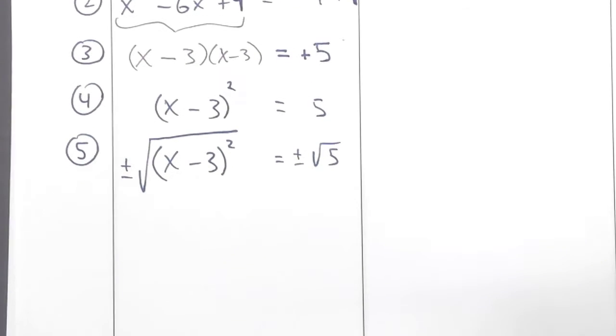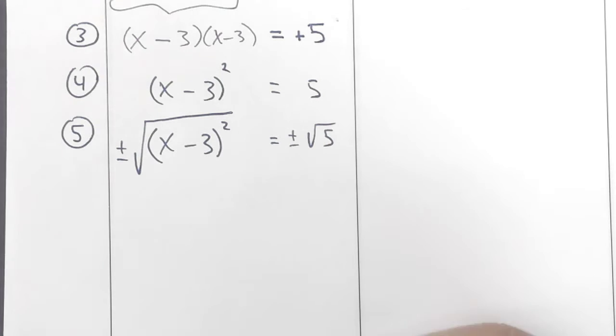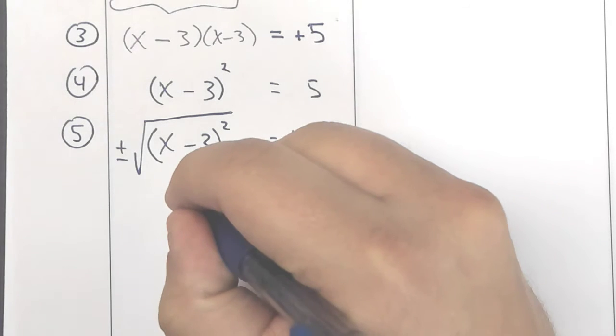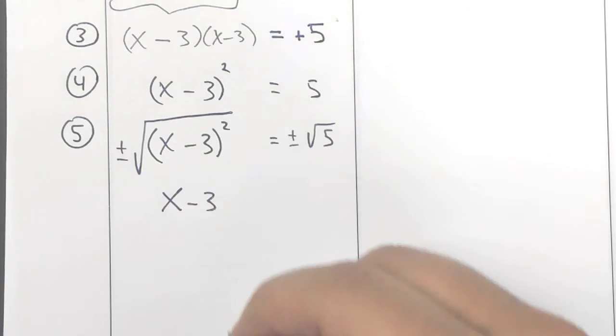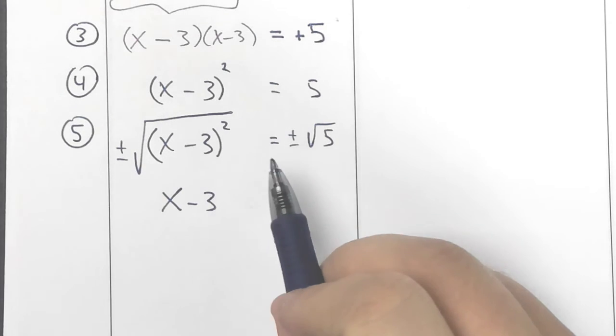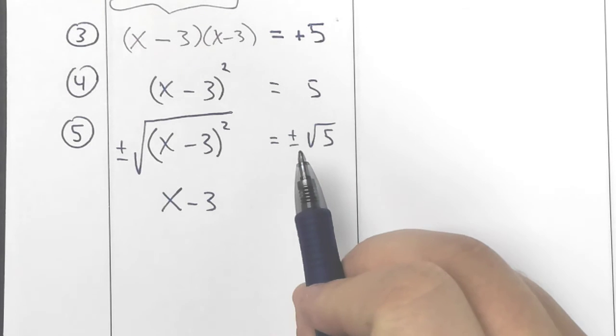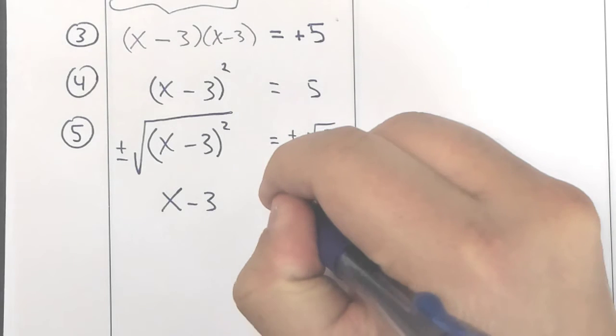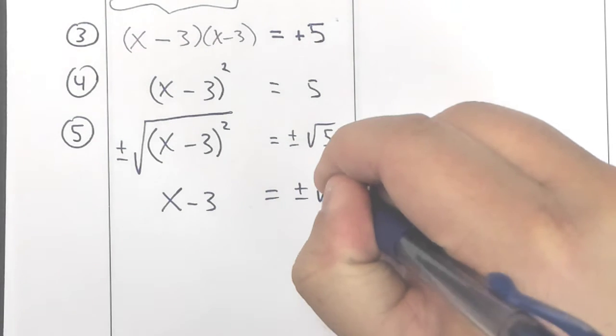So this is going to cancel out and just become an x minus 3. That plus or minus is just going to go away. However, this is a plus or minus 5. We need to keep that plus or minus 5. So this is going to equal plus or minus the square root of 5.